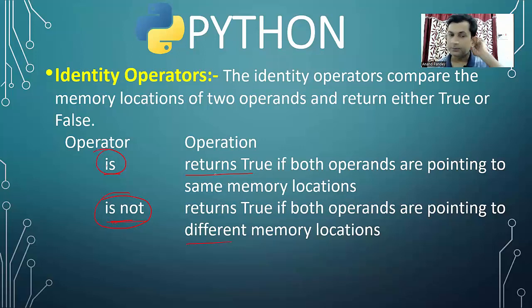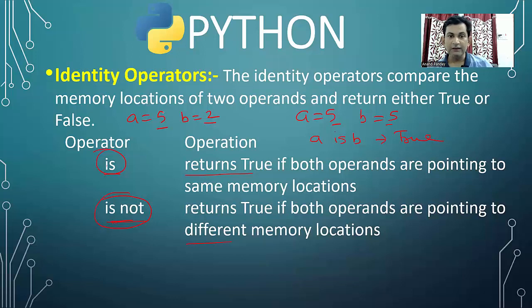Let me show you with an example. Consider a equal to 5 and b equal to 5. As I told, both will point to the same memory location. So if you write a is b, the result will be True, because they are pointing to the same memory location. If you write a equal to 5 and b equal to 2, they are pointing to different memory locations.